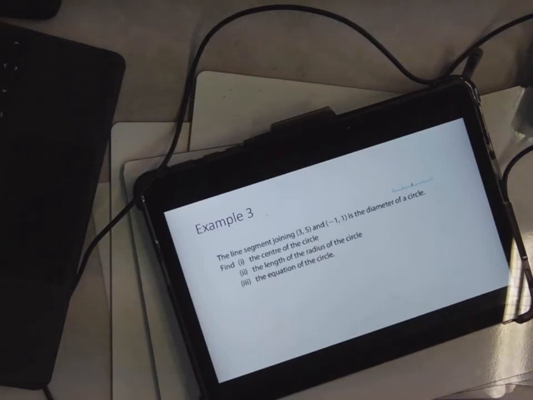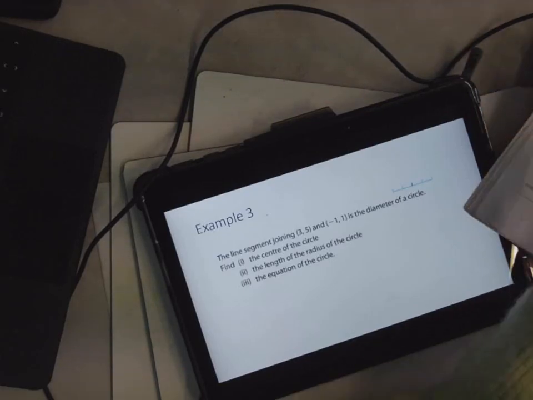So they're giving you the end points of the diameter of the circle. How to get the centre? End points for diameter, how to get the midpoint, yeah, wouldn't you? How would you get the length of the radius? You'd use the distance formula, wouldn't you? And then the equation of the circle, you'd use (x minus h) squared plus (y minus k) squared equals r squared. Okay? So midpoint formula, distance formula, and the circle equation.